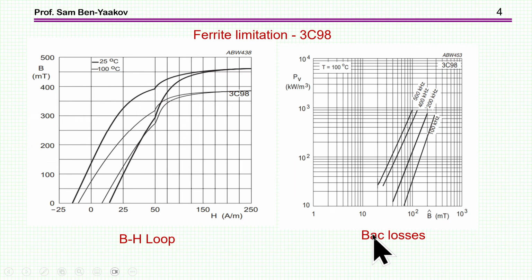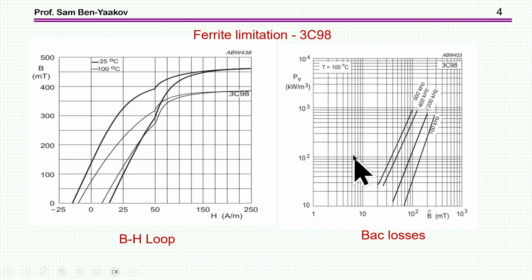Also, changes in B, that is an AC component of the magnetic flux density, will cause losses, and here are the losses per volume. And here is the peak value of the AC component of the magnetic flux density. So we see the higher the peak, the higher the losses. And here is the frequency. The higher the frequency, the higher the losses.